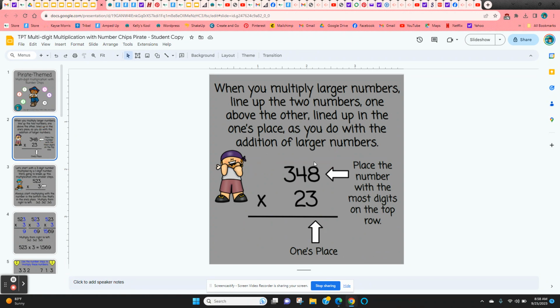So when you multiply with larger numbers, you want to line them up in the ones place, the same way you do when you're adding or subtracting. And you want to place the number with the largest number of digits in the top row.